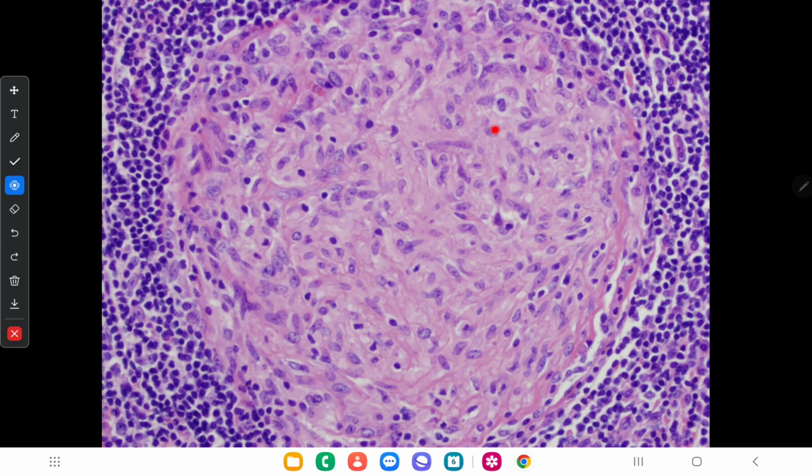Here you can see a granuloma, which is a collection of epithelioid histiocytes. Here you can see elongated nuclei. And these epithelioid histiocytes have abundant cytoplasm, which is pale and eosinophilic, and they are surrounded by lymphocytes.